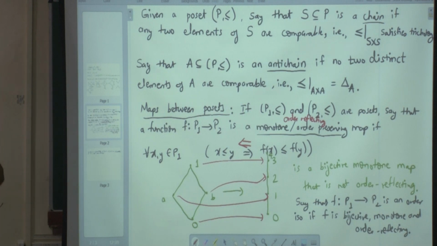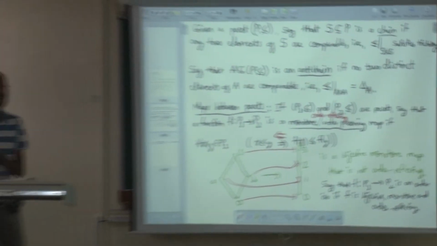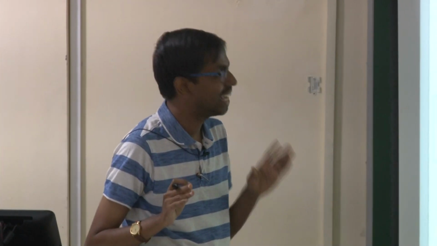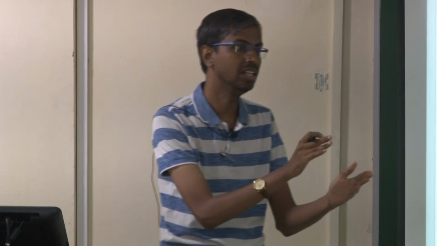It is still not order reflecting. But if I embed a chain of 3 elements into a chain of 4 elements, then it is an order embedding. Okay, so order embeddings are important because they capture the essence of isomorphism. If you have an order embedding, then the image of that function is isomorphic to the domain.